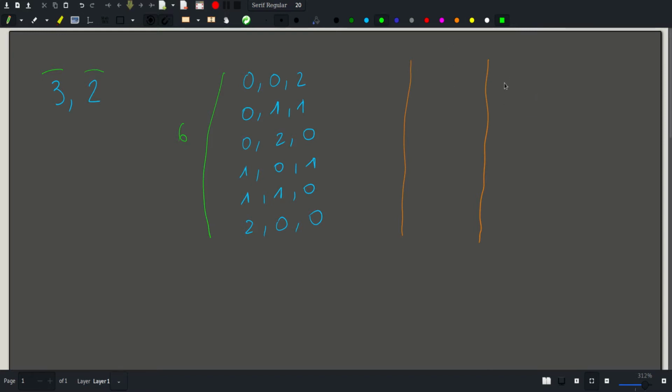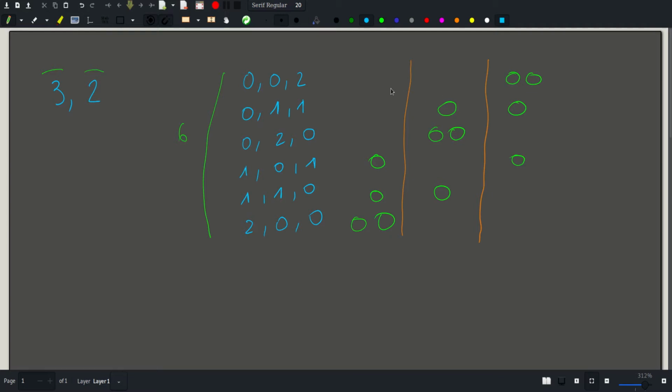In the first example, only the third child gets 2 apples. In this second example, this child gets 1 apple and this child gets another apple. Here, both apples go to the middle child. Here we have 1 here and 1 here. Here we have 1 here and 1 here. And finally, here we have 2 apples for the first child.